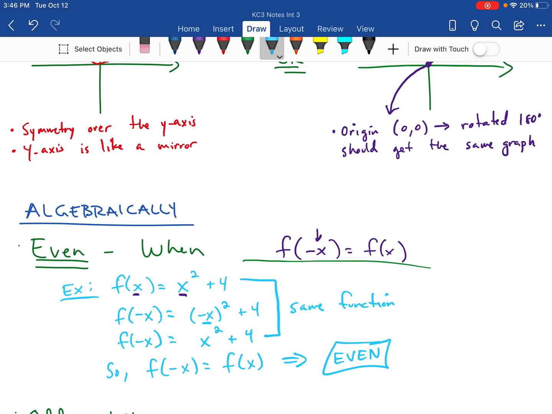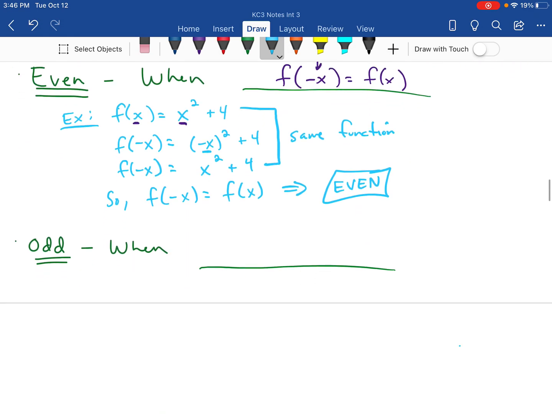Okay, so if the functions are both the same, if f of negative x is the same thing as the original f of x, then it's even. Now the other way around, I can have an odd function when I have f of negative x equal to negative f of x. Okay, so this one's a little different. So again, I'm going to give you an example. Let's say that I have f of x equal to x to the third minus 2x.